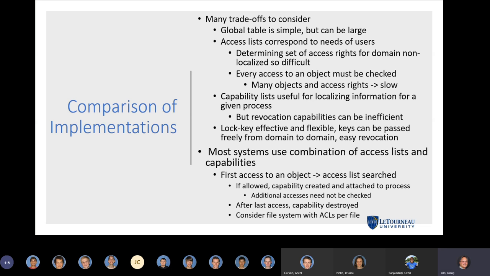And then, of course, another approach you can take is a hybrid, and you see this as sort of a theme in operating systems where we try to take as much of the benefits of multiple approaches and merge them together into a hybrid technique. Most systems actually do this, where they do a hybrid of access lists and capabilities. So you have a combination of the two.